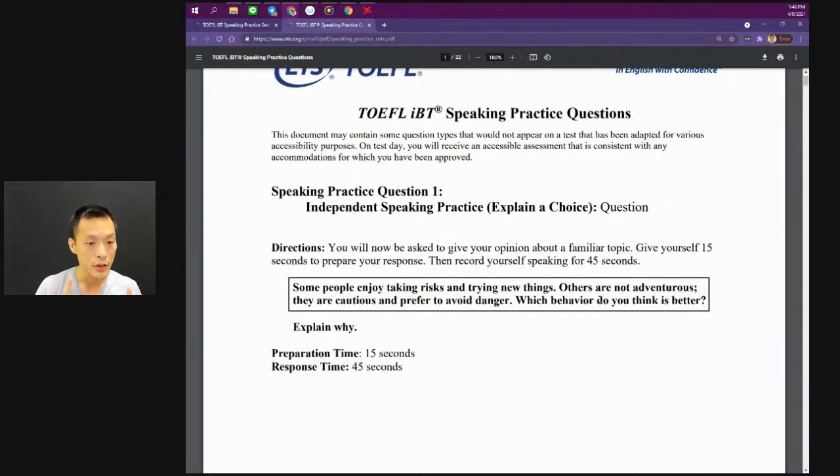However, you are not being tested on your intelligence. Right? Let me repeat that again. In TOEFL and TOEIC, they are not testing your intelligence. They don't want to hear a philosophical argument on why society needs both kinds of people. Okay? They don't care how smart you are.